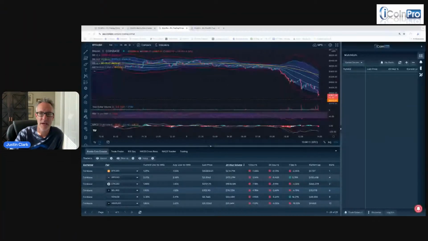Okay, I'm going to go ahead and share my screen. And we're going to take a look at what's called the MA momentum chart setup. It stands for moving average momentum.